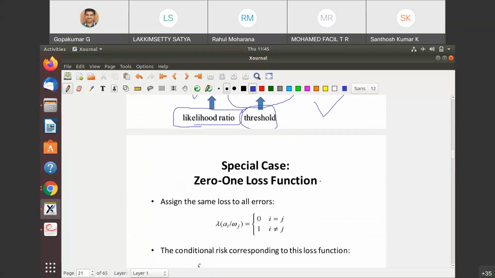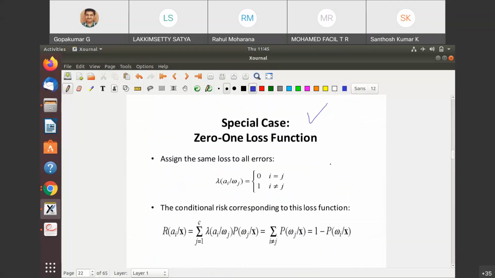And this is a special case where we assume that our loss function is defined as something like this. Whenever we have wj and alpha i where the correct prediction comes, we have a loss of 0. Otherwise we have a loss of 1. So that is a typical 0-1 loss function. So we are defining the loss to be either 0 or 1. That is the loss function here.